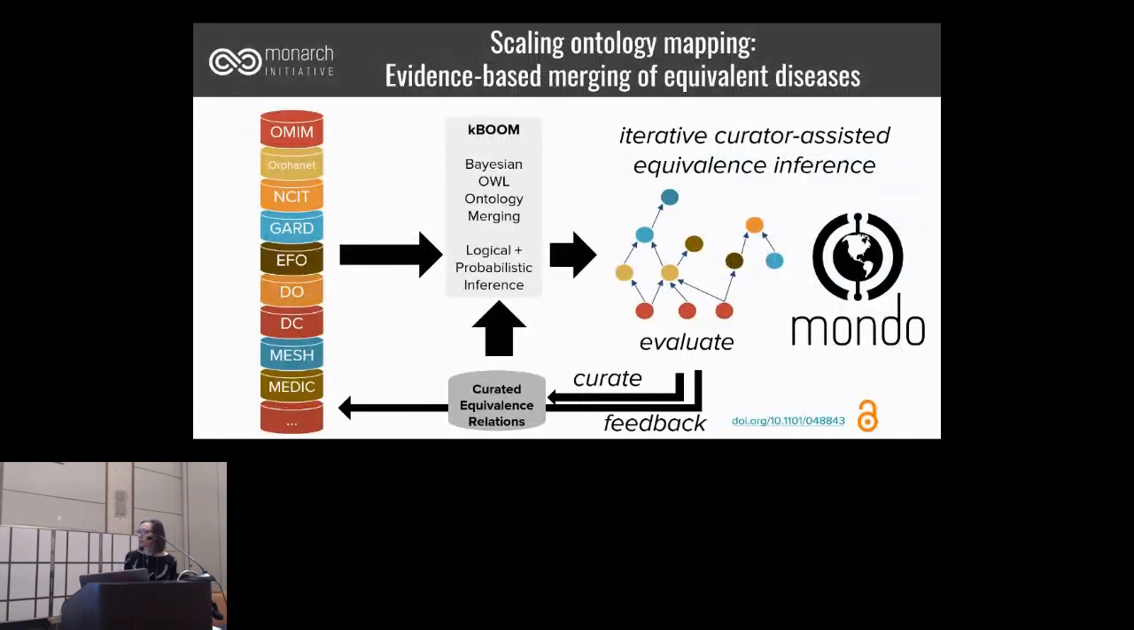So we worked with a large community to take all of these different knowledge sources and try to reconcile them within an algorithm called the K-BOOM, or Bayesian OWL Ontology Merging algorithm, which is a logical and probabilistic inference machine that tries to find equivalencies across different terminologies based on different characteristics, and then generates a probability score of their equivalency. And then following that, the curator will go through and really try to understand, for those low probability equivalence links, which ones can be reconciled by fixing upstream errors in source ontologies and so forth.